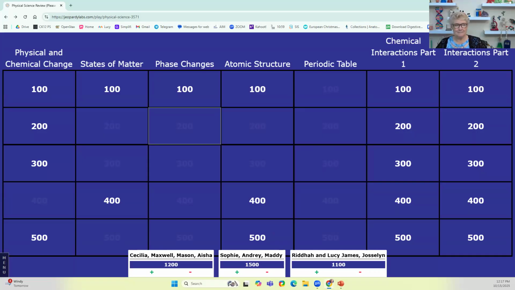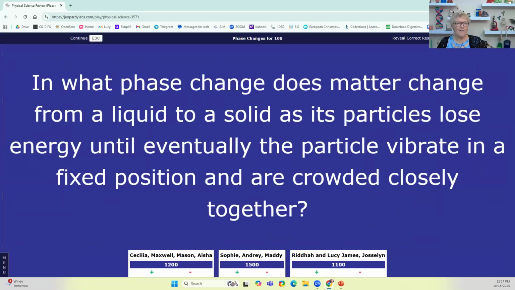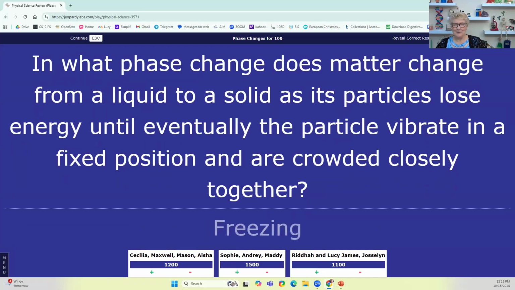Try to decide quickly, everybody. Let's do phase changes for 100. In what phase change does matter change from a liquid to a solid as its particles lose energy until eventually the particles vibrate in a fixed position and are crowded closely together? Go ahead, Mason. Would it be freezing? Everybody agree? Yes, it would be freezing. All right, good job, Mason. Now we go to Maddie.